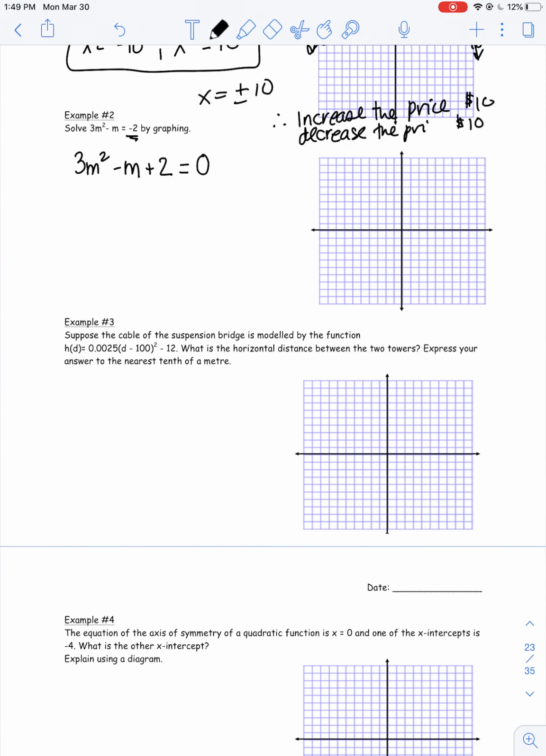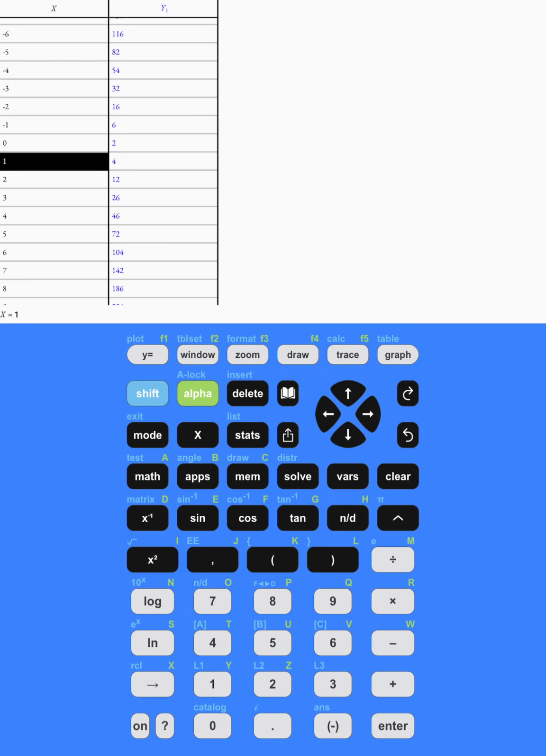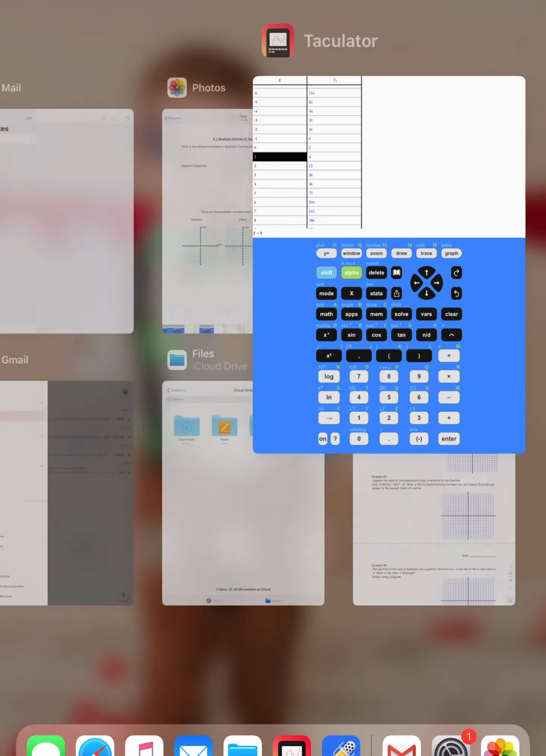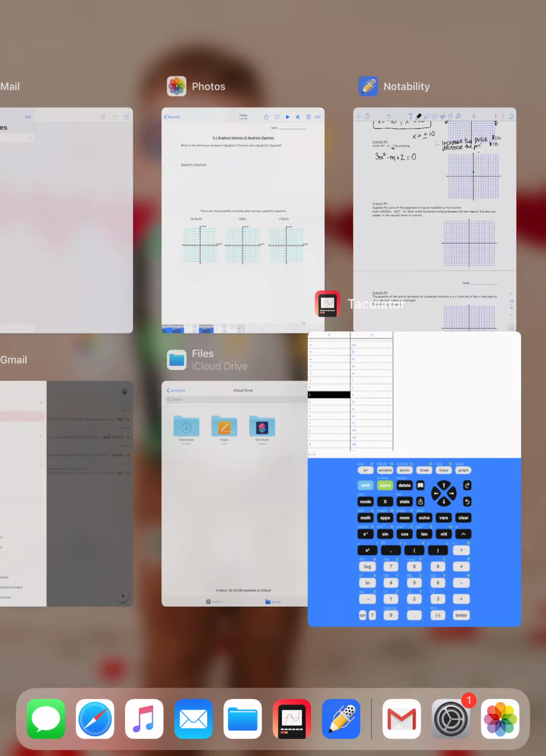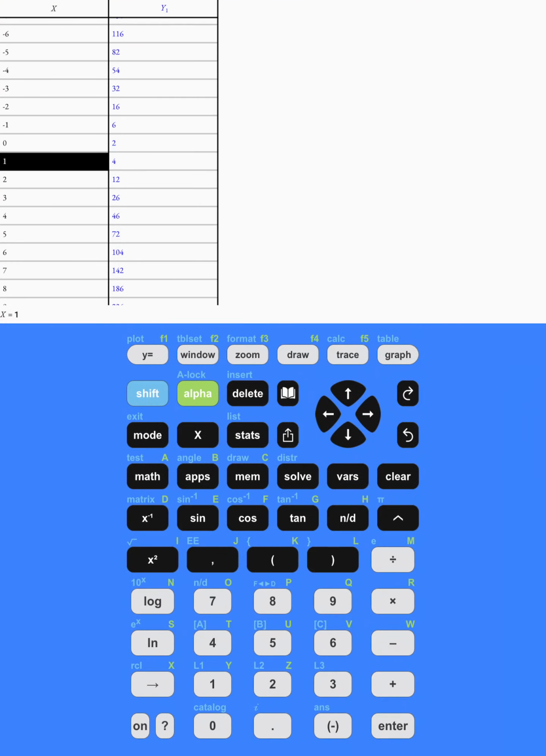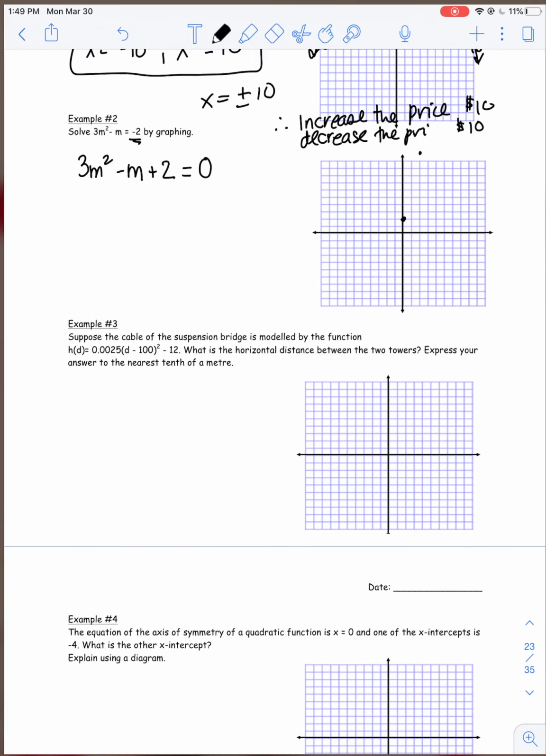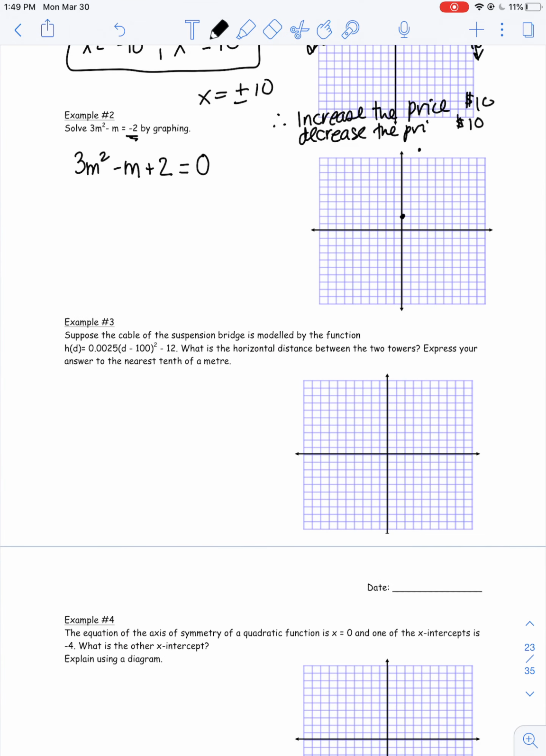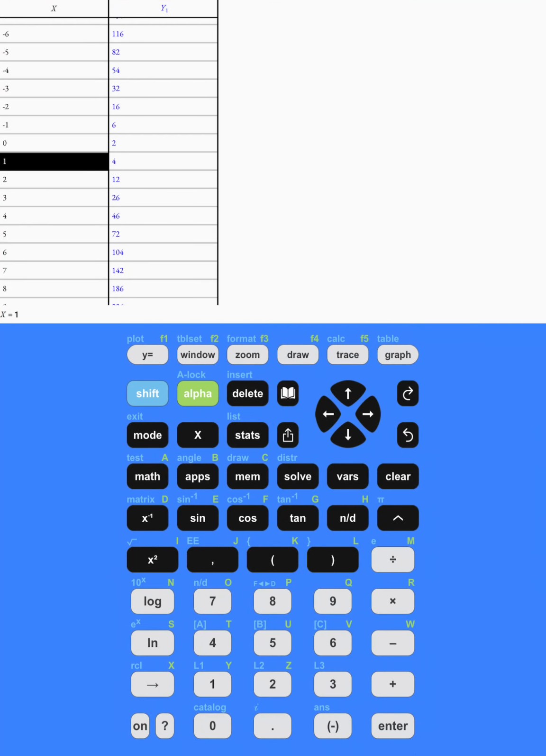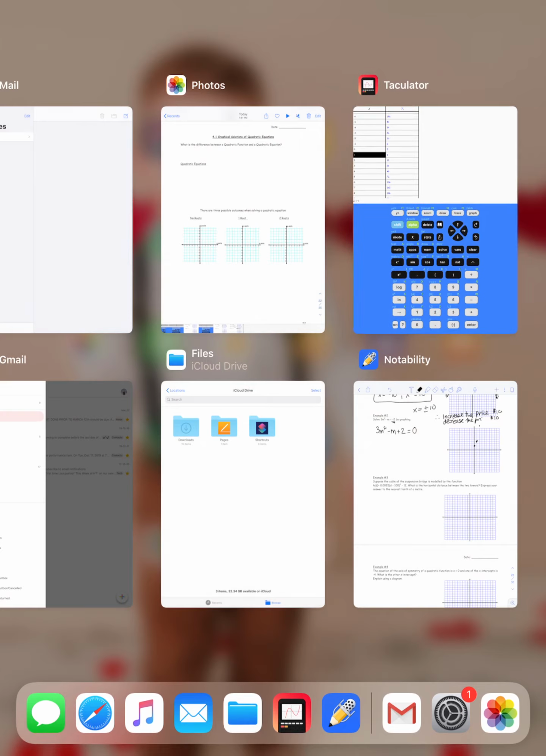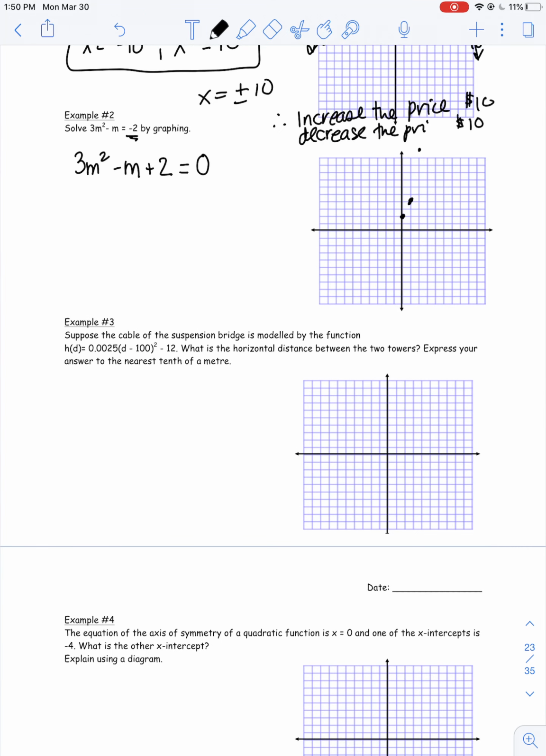So I know that I have 0, 2 as a point. Oops, wrong graph. 0, 2 would be here. I have 2, 12. A little off there. I'm just going to create a sketch. I'm going to do 1, 4 actually, because that's on the grid. 1, 4 should be here. And then I also have the point -1 and 6.